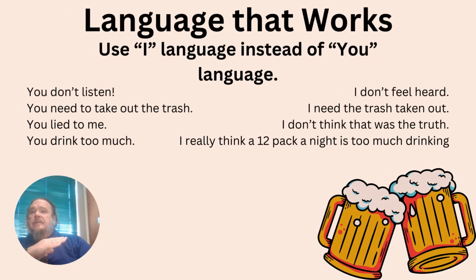Another thing that we can do if we want language that works is we can try and avoid you language and instead use I language, so that you're taking responsibility for your feelings and your emotions and what's going on. So what does that mean? A person could say, you don't listen, and that makes it an accusation. Instead say, I don't feel heard. Take the responsibility for your feelings and what's going on in yourself.